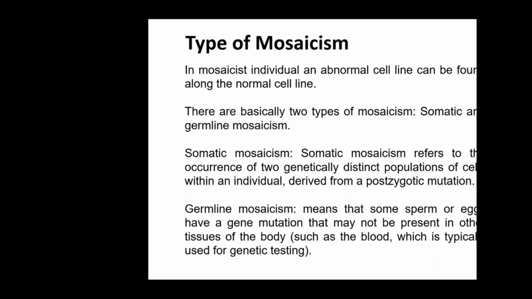While germline mosaicism means that some sperm or eggs have a gene mutation that may not be present in other tissue of the body, such as blood, which is typically used for genetic testing.